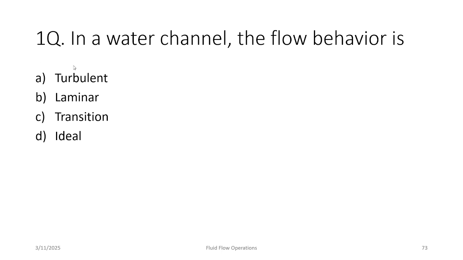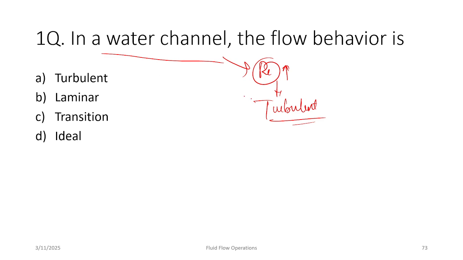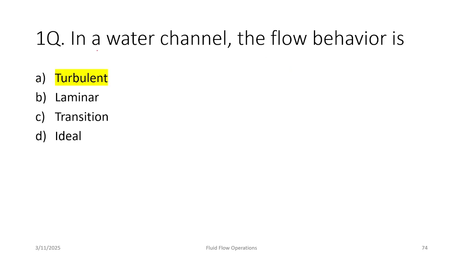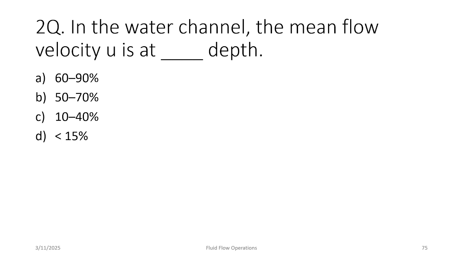Coming to the first question: in the water channel, the flow behavior is turbulent. Option A, turbulent; B, laminar; C, transition; D, ideal. We already discussed that a water channel has a higher hydraulic depth, so the Reynolds number will be very high, which means it is a turbulent flow. Certainly option A. Next: in the water channel, the mean velocity occurs at what depth? 60 to 90%, 50 to 70%, 10 to 40%, or less than 15%. It will be at a depth of 50 to 70%.